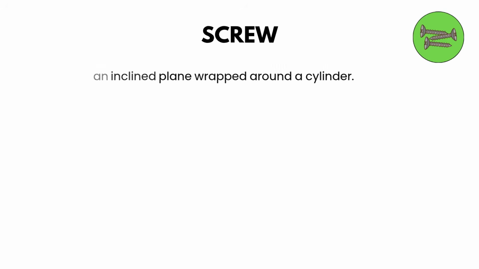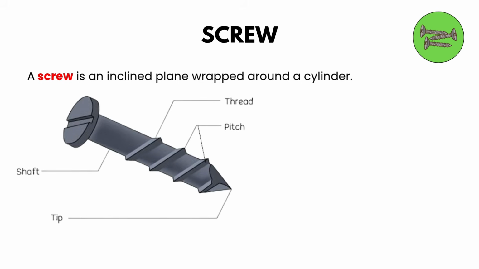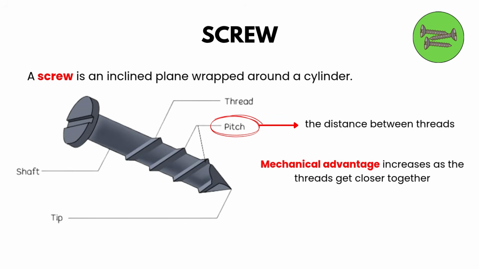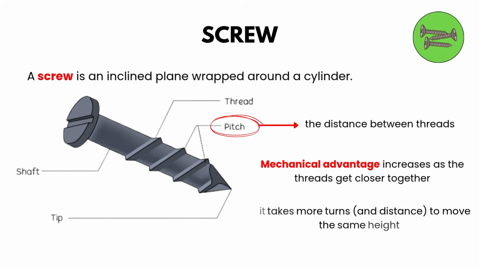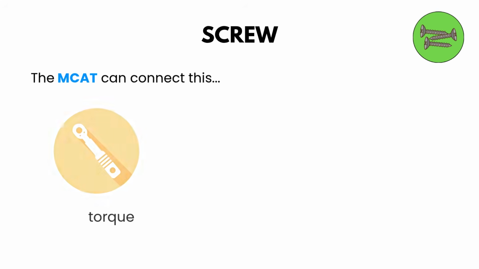Screw. A screw is an inclined plane wrapped around a cylinder. Each rotation moves the screw forward by the pitch, the distance between threads. Mechanical advantage increases as the threads get closer together. Since it takes more turns and distance to move the same height, the MCAT can connect this to torque, work, or rotational motion.